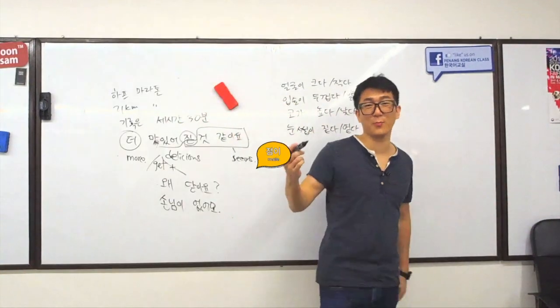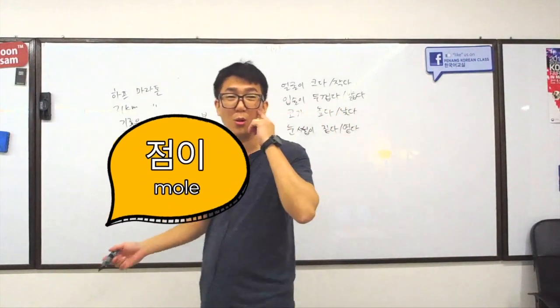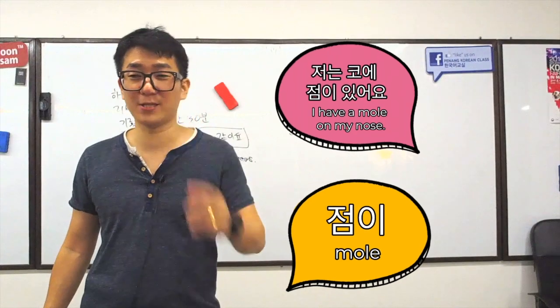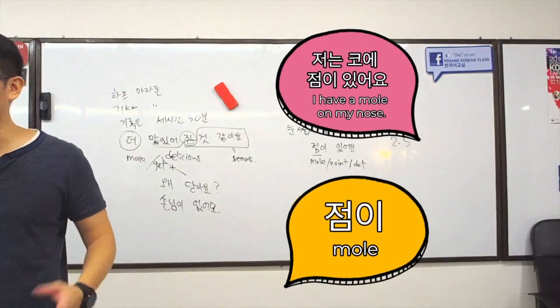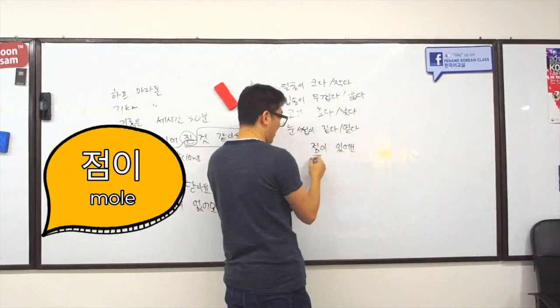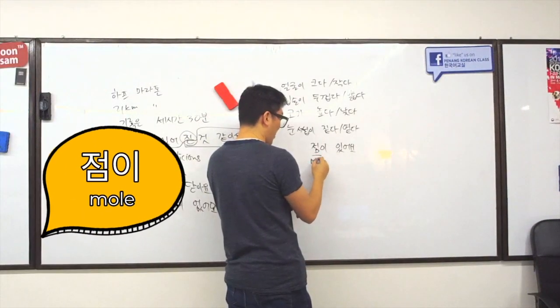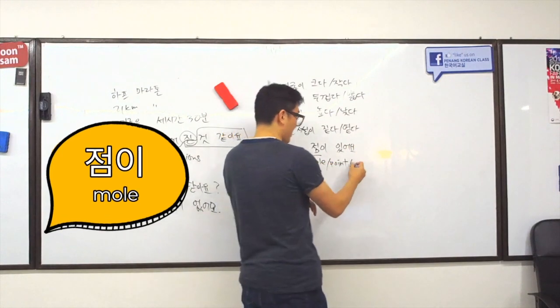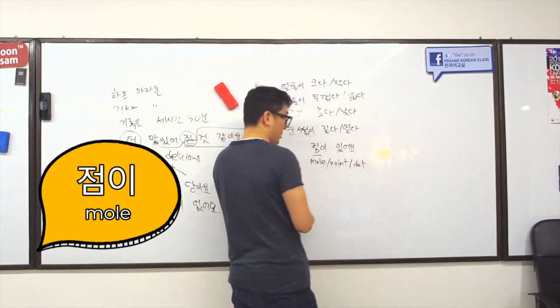점이 있어요. 점 means mole. 저는 코에 점이 있어요. 코에 점이 있어요 means the mole is on the nose. 점 is mole and point and even dot, all go here.